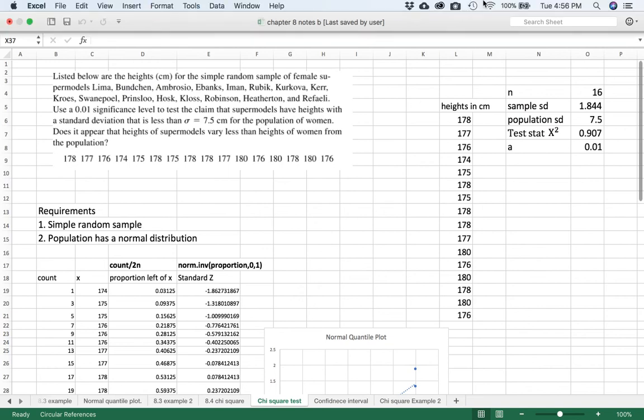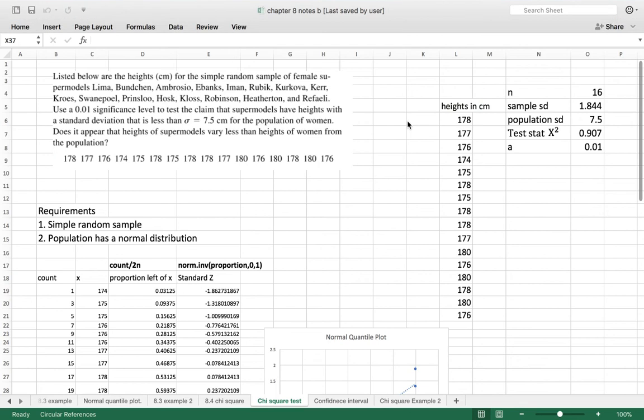So let's use our chi-squared distribution on an example here. Listed below are the heights from a simple random sample of female supermodels, and it gives all their names. There are 16 of them. Use a 0.01 significance level to test the claim that the supermodels have heights with a standard deviation that is less than the population standard deviation of 7.5. So does it appear that the heights of supermodels vary less than the heights of women from the population?